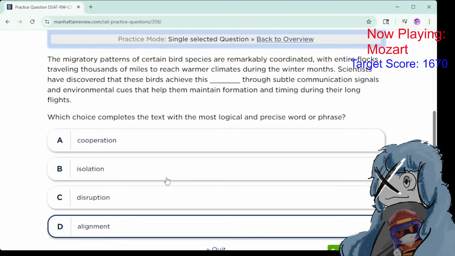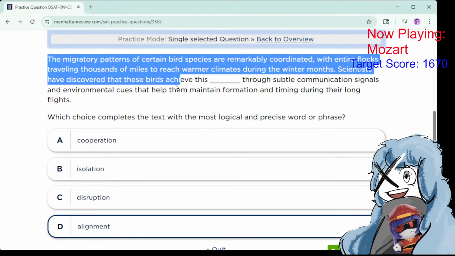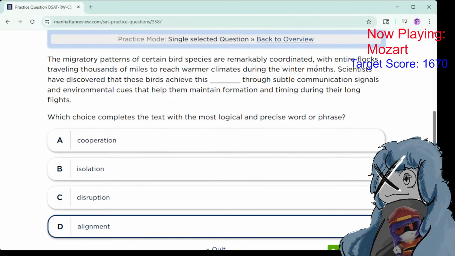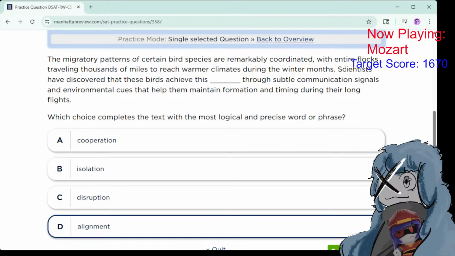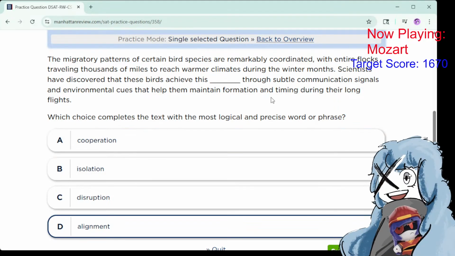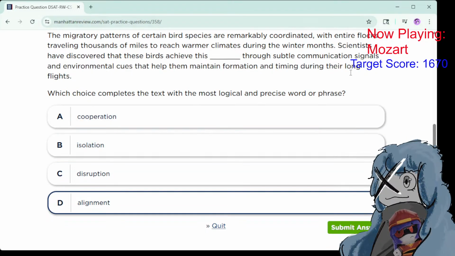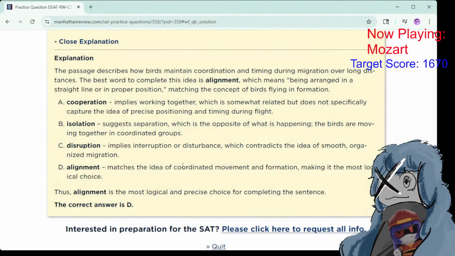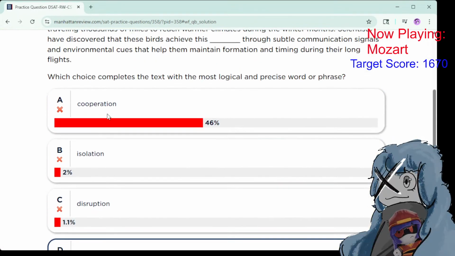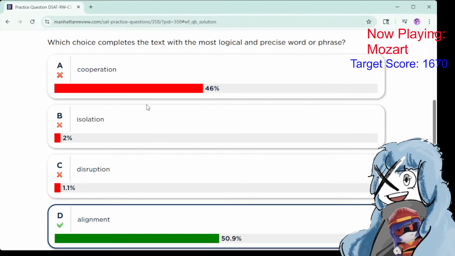Cooperation. The beginning part is mostly talking about how they're so coordinated. Entire flocks. Cooperation, not really helping each other, more so they're aligned. Yeah, I think a lot of people pick A. Oh, look at that, 50%. Pretty much 50% picked A.